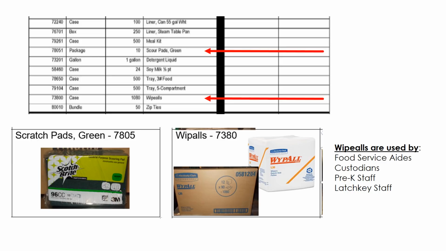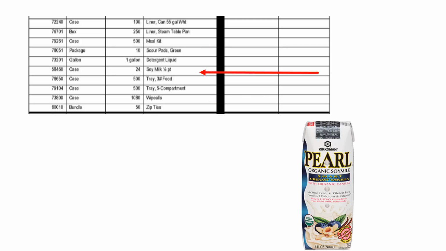Wipe alls are used by food service aides for cleaning kitchens, but they are also used by custodians for cleaning lunchroom tables before, after, and during mealtimes. They will be used by pre-K staff and latchkey staff for cleaning tables before and after snack. There are 12 packages of 90 in a case, equaling 1,080 wipe alls total. You will need to determine how many wipe alls your school goes through on a weekly basis so you can order appropriately. It may be easier to determine how many packages your school goes through on a daily basis.